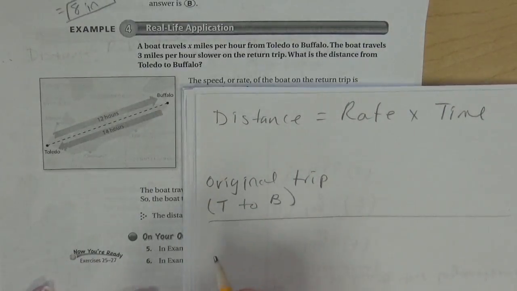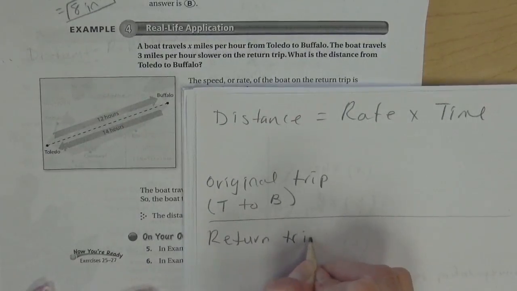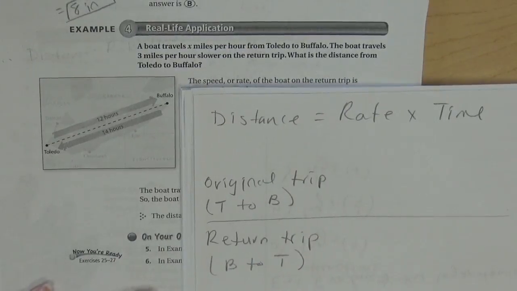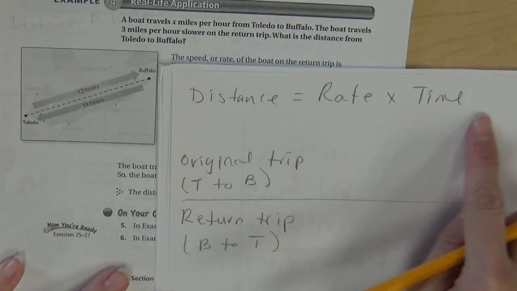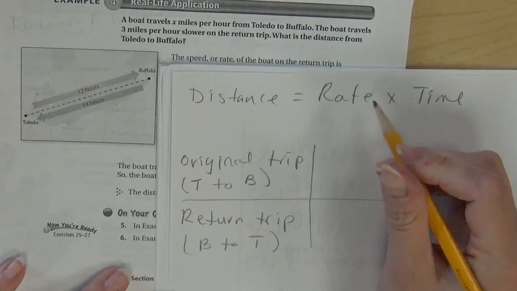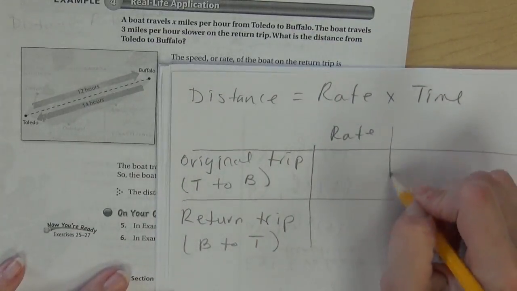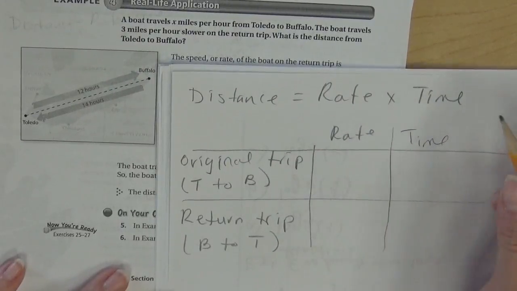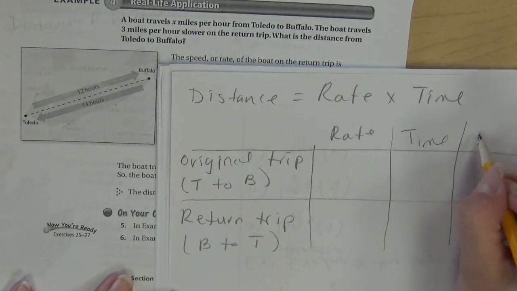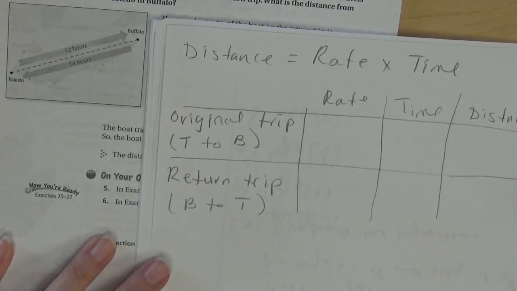And then we had information regarding our return trip, which was Buffalo back to Toledo. All right, I could also use my formula to help me out here, because we're given information concerning the rate. We're given information concerning the time. Okay, and I'm going to go ahead and put in a column for distance. Okay, so what can we put in here?